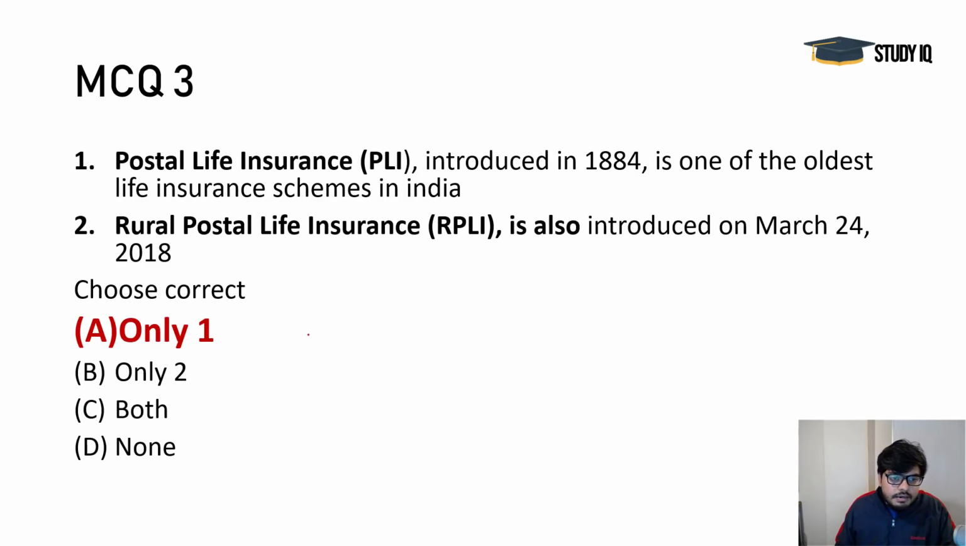Next, regarding the PLI scheme, as I told you, it is one of the oldest in India, launched in British times. So the first is correct. Rural Postal Life Insurance started in 1995, not in 2018. In 2017, the Sampurna Gram Bima Yojana, with the extension of this RPLI, was launched again. So here only one would be the correct answer.